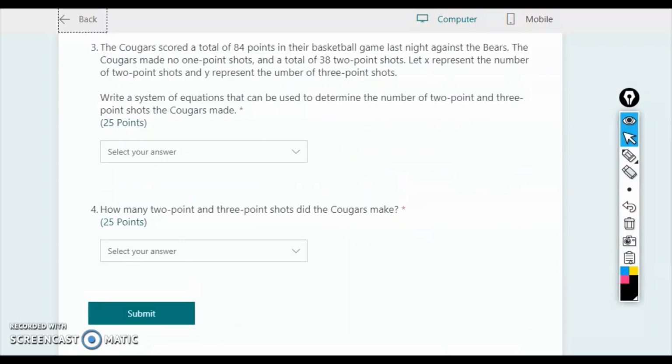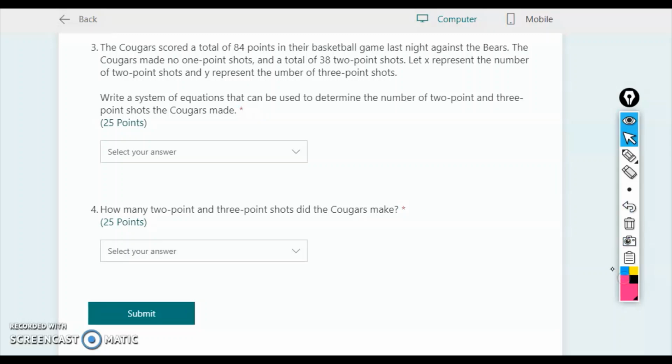Number 3. The Cougars scored a total of 84 points in their basketball game last night against the Bears. The Cougars made no 1-point shots, so we don't have to worry about the 1 point, and a total of 38 2-point shots. Well, 38 times 2 is definitely not 84. Let x represent the number of 2-point shots, and y represent the number of 3-point shots. Write a system of equations.